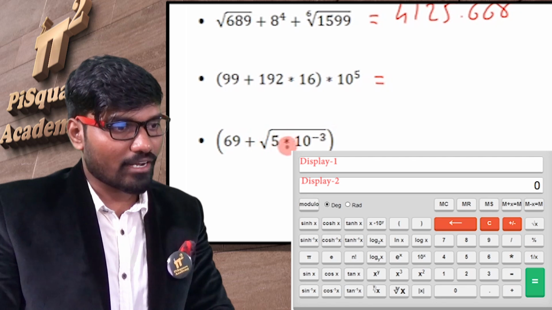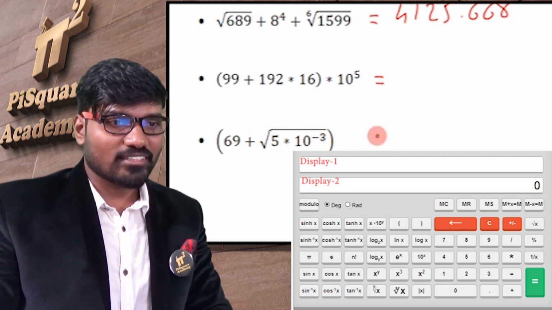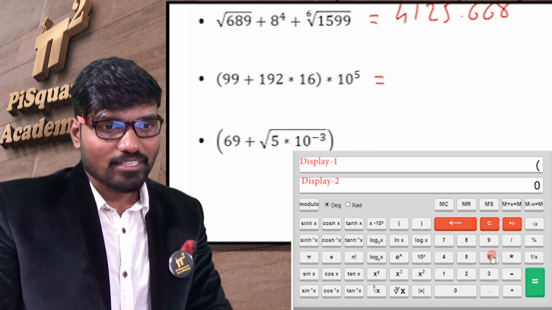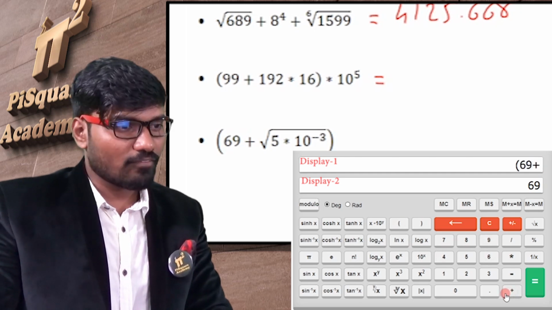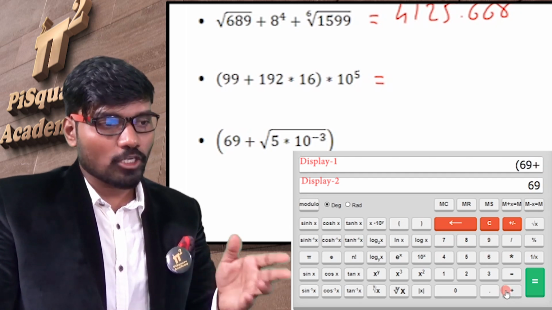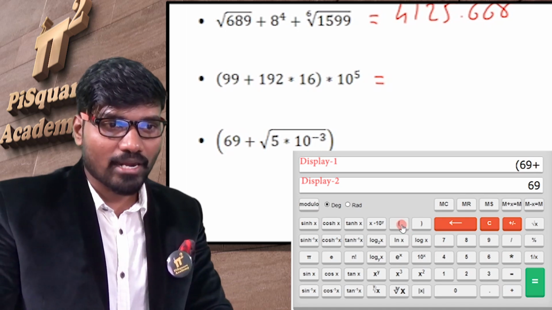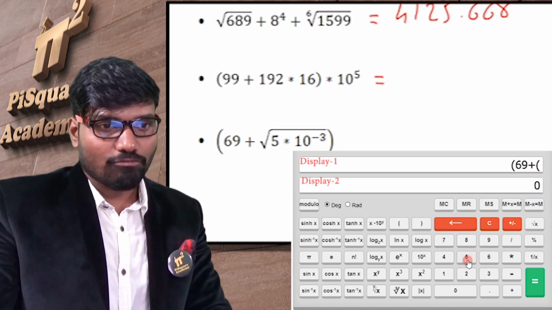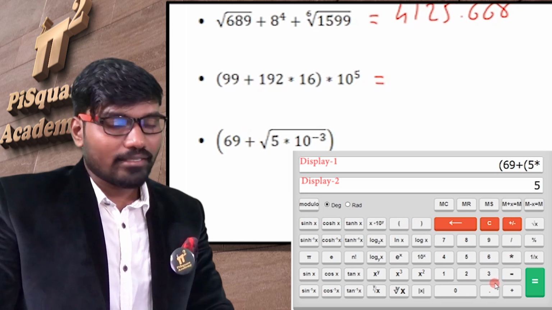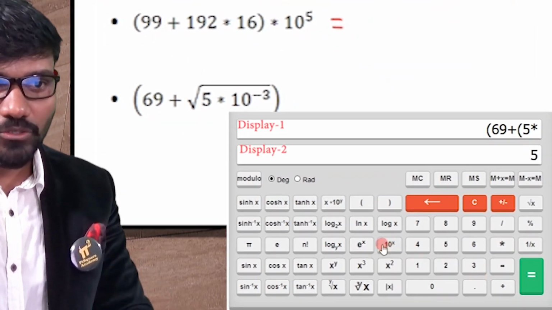69 plus square root of 5 into 10 to the power minus 3. Let's try this. This is interesting. Open the bracket, 69 plus we have square root for 5 and 10 to the power minus 3. So I should open the bracket again for the square root. Then 5 into 10 to the power minus 3 means I should use this.